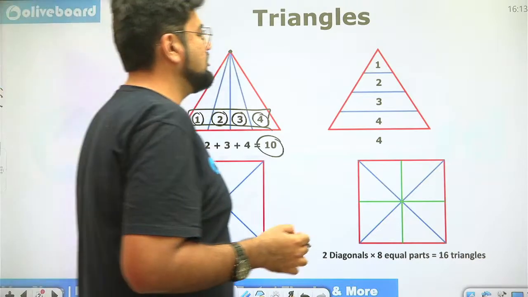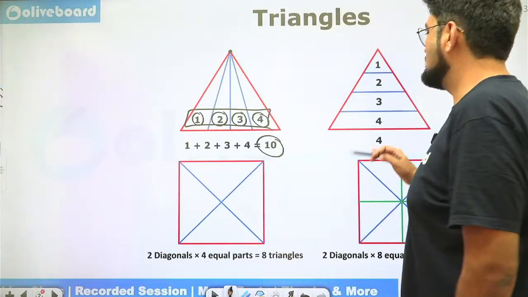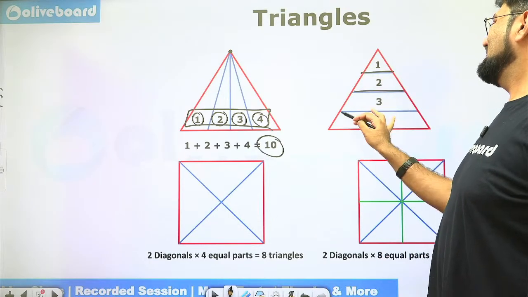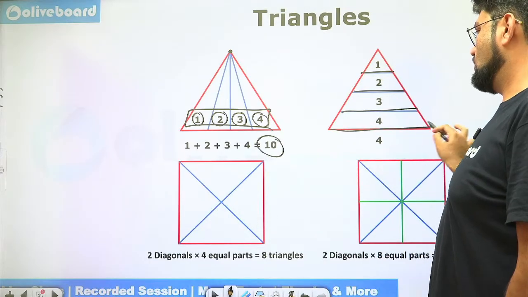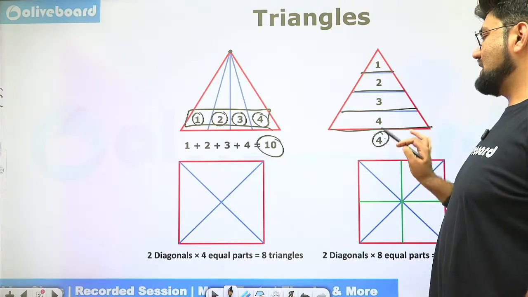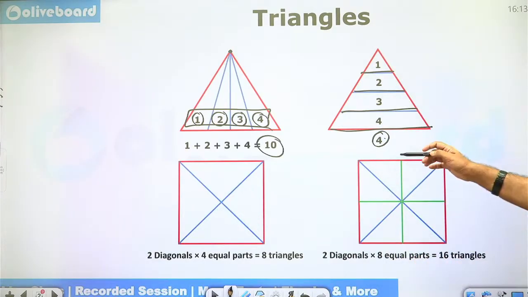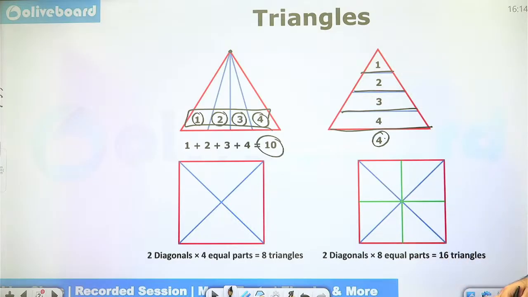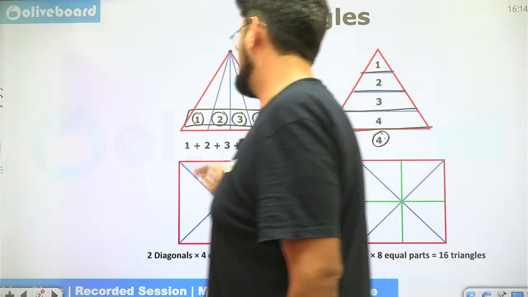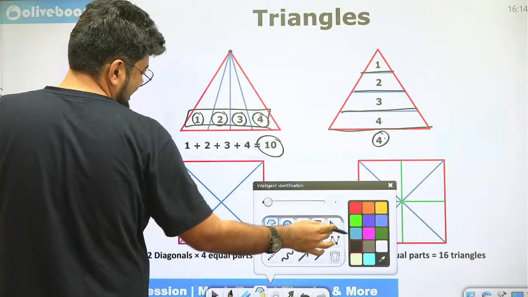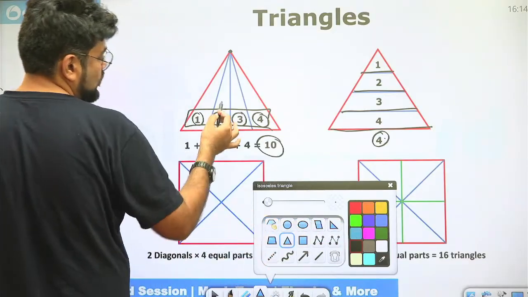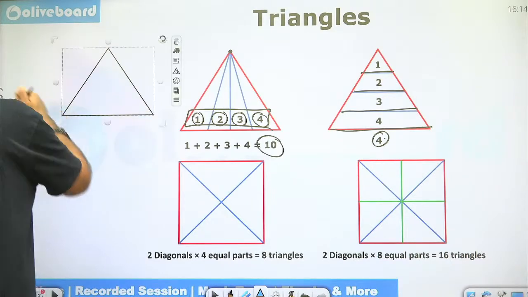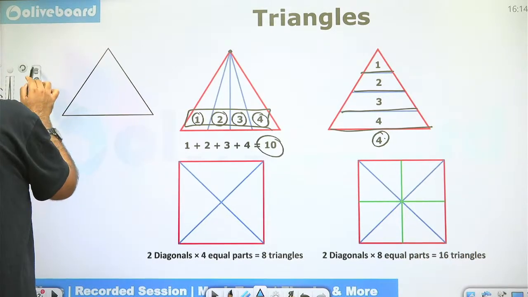On the other hand, when I am horizontally dividing it into parts, so I will just count the number of baselines or the horizontal lines. So 1, 2, 3, and also the main baseline, 4. So total, the largest baseline will give me my total answer. That is, there are 4 triangles here. Triangle number 1, then 2, then 3, then 4. Okay. But the main question is, they will never ask you a question like this. It's very rare that they ask you a question with either of these types alone. They will always combine both of them.